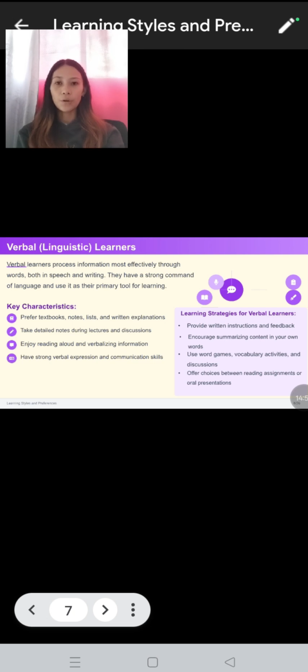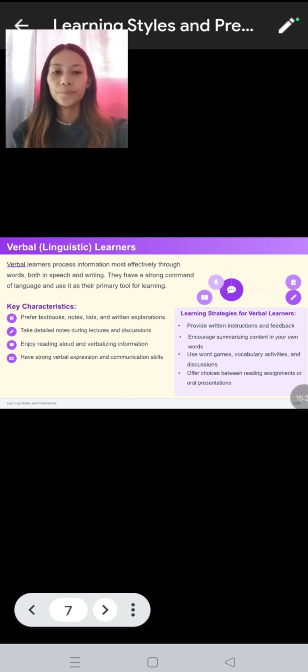And the third is word activities. Use activities that involve words like vocabulary games or having good discussion. And the last is choice in output. Let them choose how they show what they know. For example, they could write a report, reading assignment, or give a speech or oral presentation.